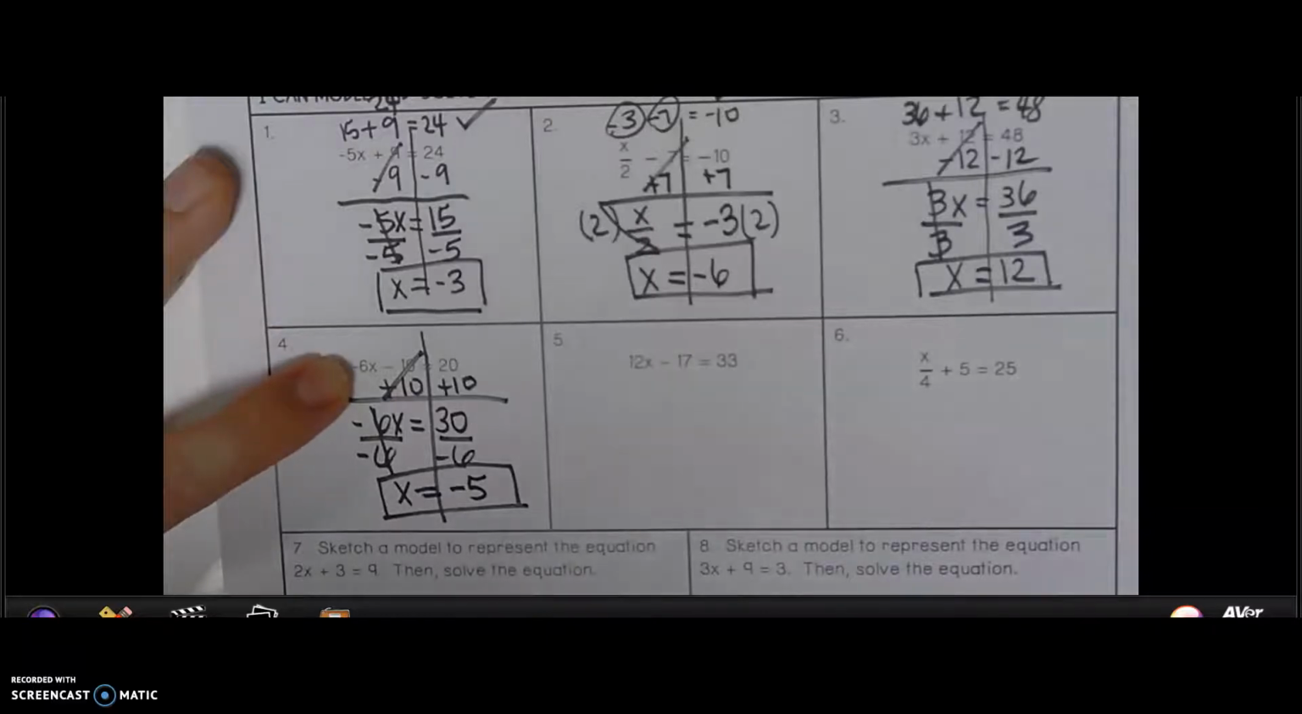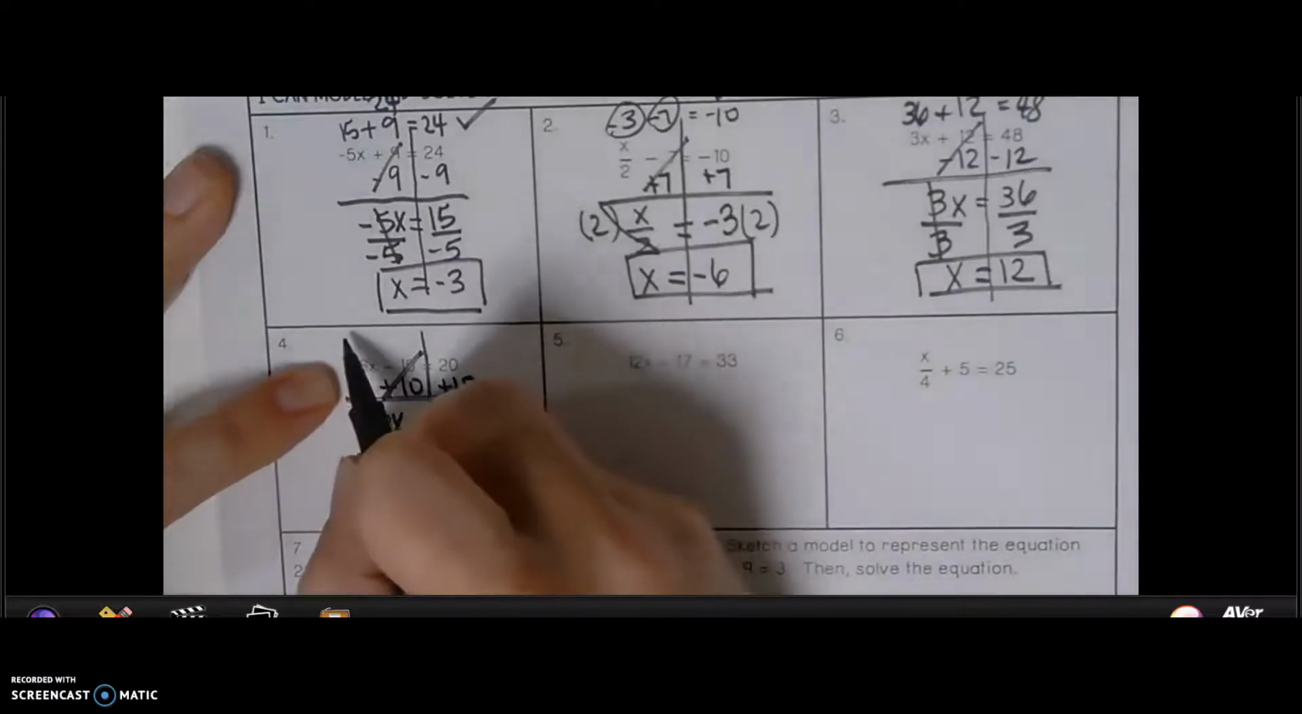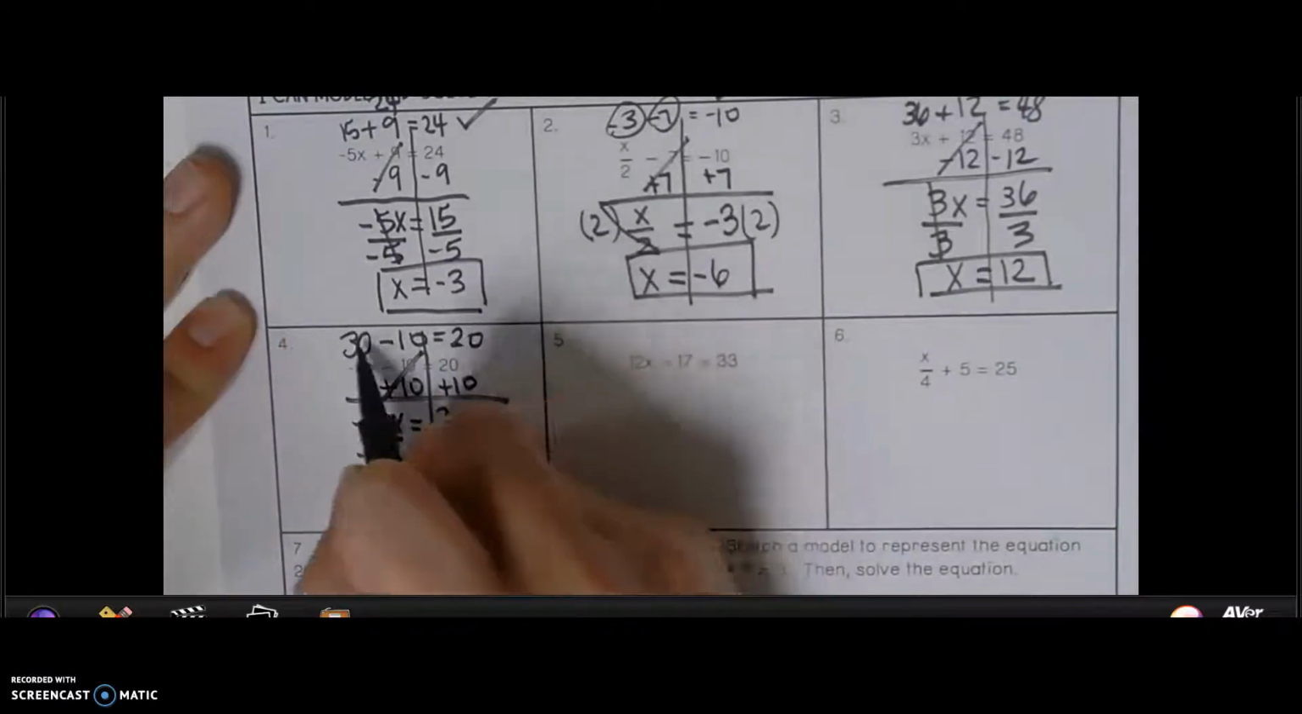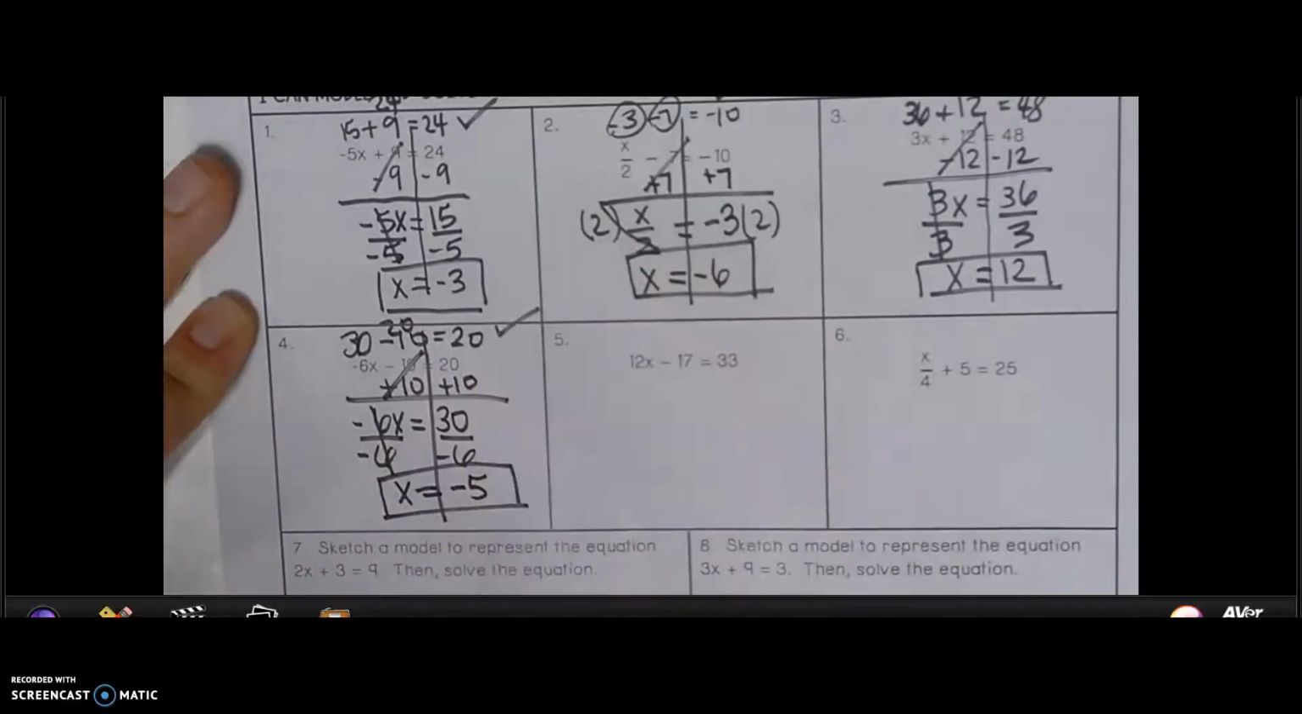So if I plug negative 5 back into my original equation, I would have negative 6 times negative 5, which is 30, minus 10 is equal to 20. And 30 minus 10 is 20, so my equation is balanced.